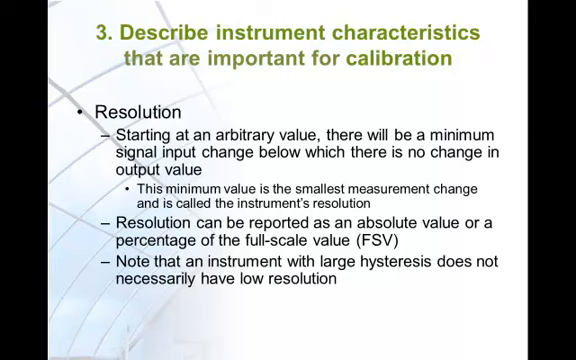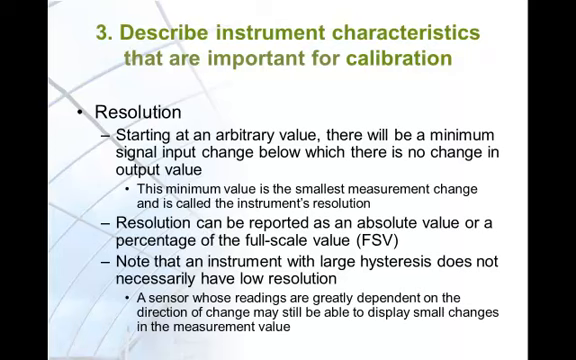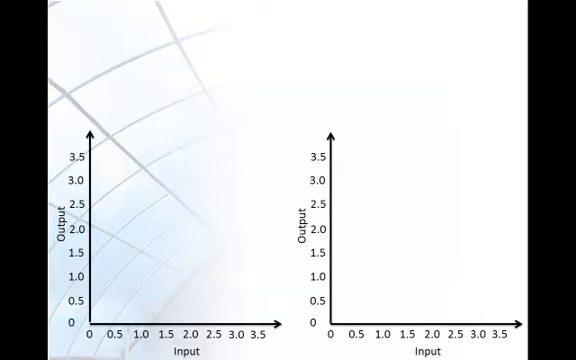Note that an instrument with a large hysteresis does not necessarily have low resolution. A sensor whose readings are greatly dependent on the direction of change may still be able to display small changes in the measurement value. Here are 2 graphs that we will use to visualize resolution. Arbitrary values representing sensor input are on the x-axis and output values are on the y-axis. Let's see what it looks like as an input value increases.